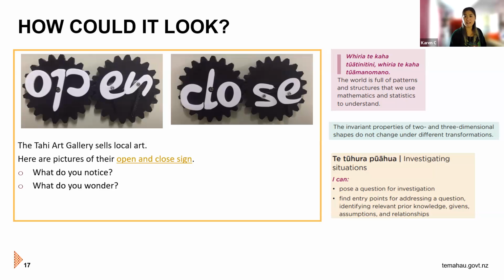If we also look at, I believe the know comes from phase 3, and we're looking at invariant properties of 2- and 3-dimensional shapes that do not change under different transformations. This particular transformation here is around rotation. And there's rotation within the letters, but there's also rotation within the cogs themselves. And as I said, this could be an investigation, or it could be a starter into a lesson where you are looking at rotation.